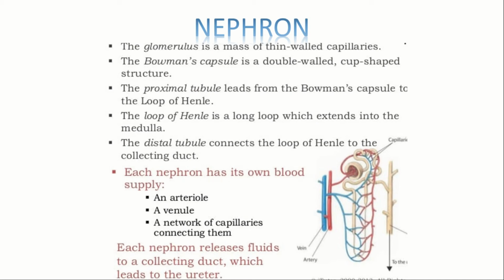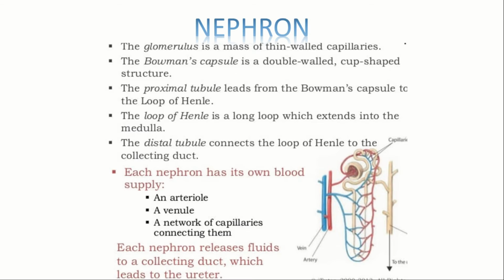In the nephron, the glomerulus is a mass of thin-walled capillaries. So all those outer capillaries are called the glomerulus. The Bowman's capsule is a double-walled cup-shaped structure. The proximal tubule leads from the Bowman's capsule to the loop of Henle. The loop of Henle is a long loop which extends into the medulla. The distal tubule connects the loop of Henle to the collecting duct.